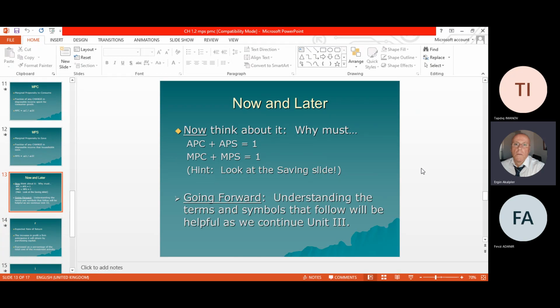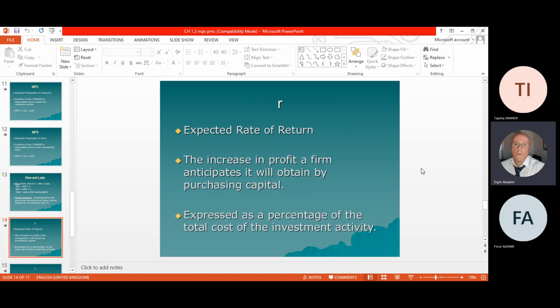Now think about it: why must average propensity to save plus average propensity to consume equal 1, or marginal propensity to consume plus marginal propensity to save equal 1? Look at the saving slide. Going forward, understanding the terms and the symbols that follow will be helpful as we continue until the 3rd. Because we have done a little bit before, we are going to rewrite or restructure it to express it in the form of this propensities approach in the Keynesian model.